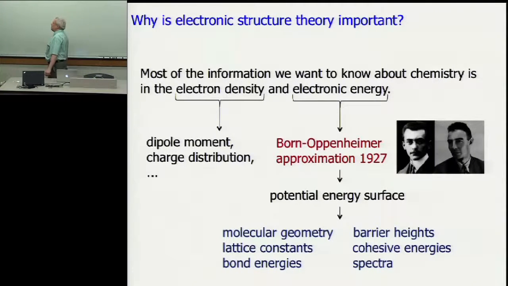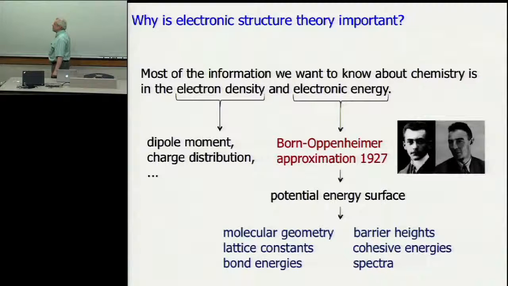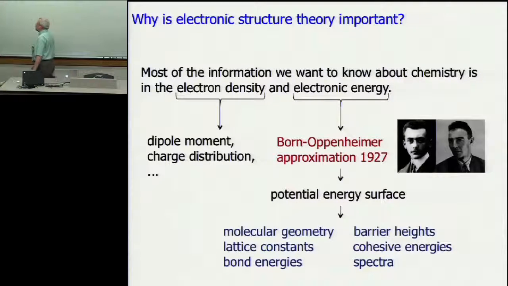So while it's an electronic structure method, why is electronic structure theory important to us in these problems? Because most of the information we want to know about chemistry and a lot of what we want to know about physics is in the electron density and the electronic energy. So the electron density directly gives us things like dipole moments, charge distributions, whether a material is ferroelectric.